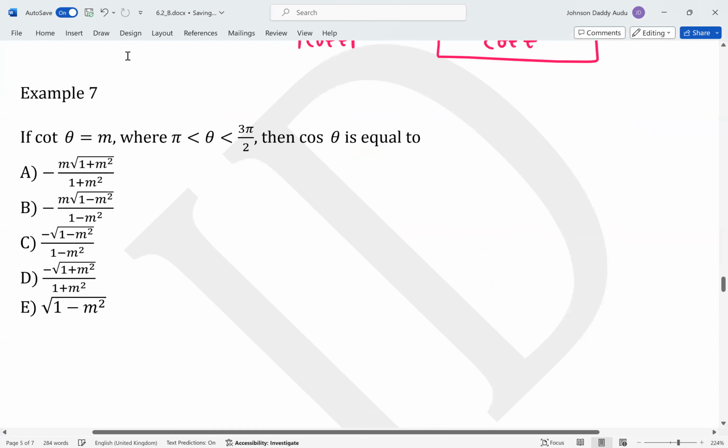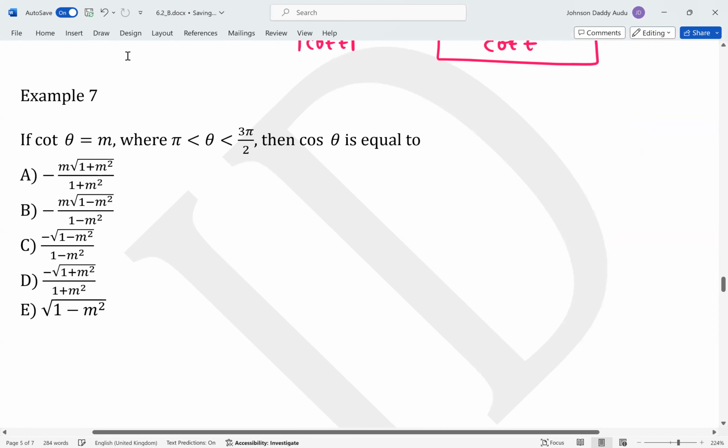Right. Now, finally, number 7. This says that cotan theta is equal to m, and theta is in the third quadrant. So now we want to write cosine theta. All we need to do is write cosine in terms of cot. Anywhere you see cotan, you can just write it as m.